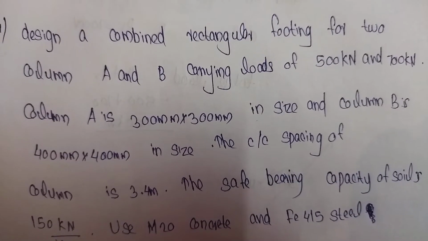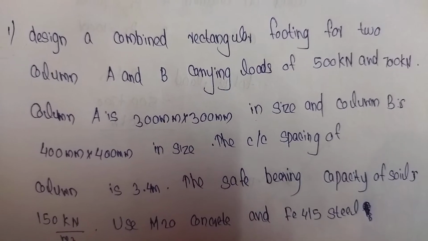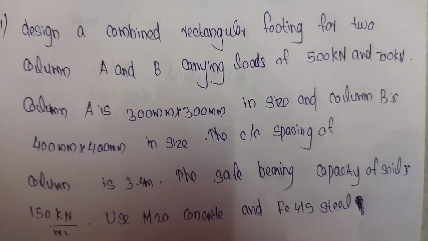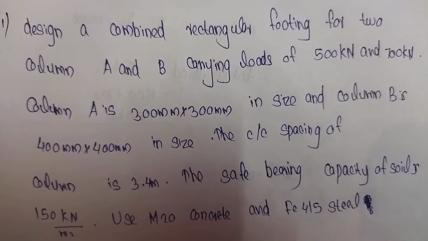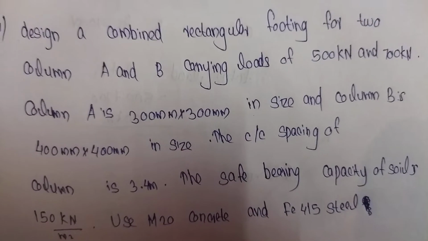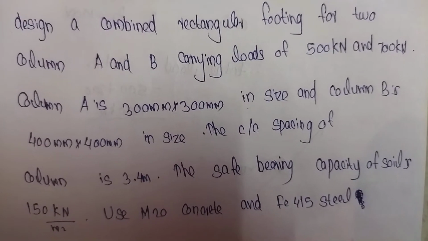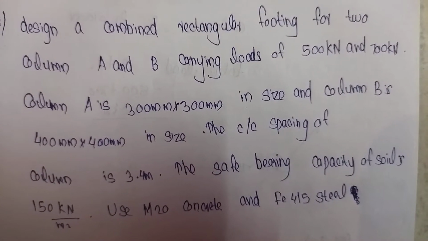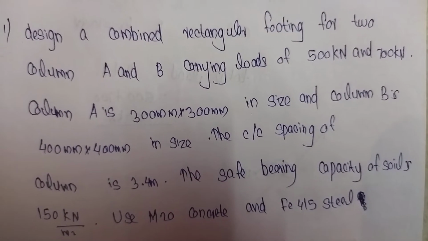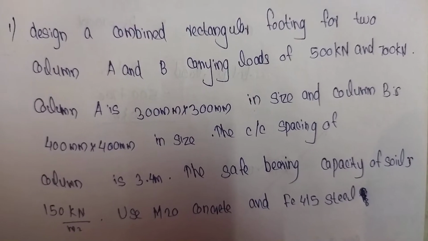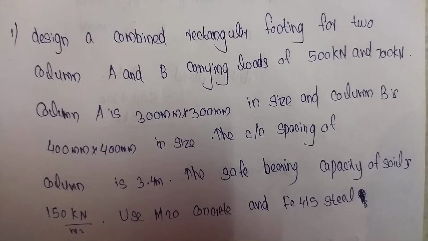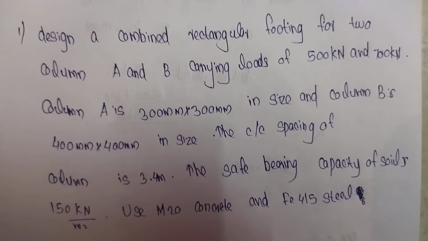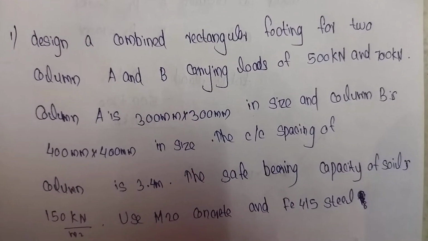Column A is 300 mm by 300 mm in size and column B is 400 mm by 400 mm in size. The center to center spacing of the columns is 3.4 meter. The safe bearing capacity of soil is 150 kilonewton per meter square. Use M20 concrete and Fe 415 steel.